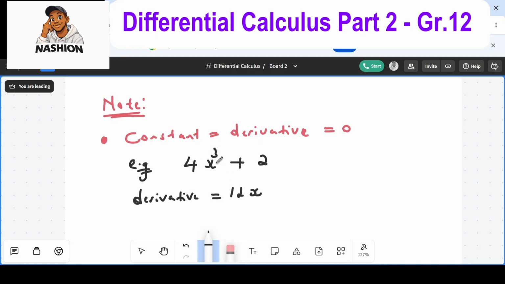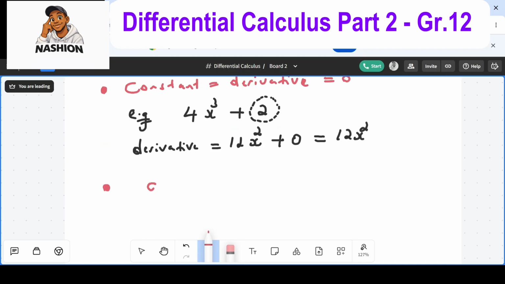And from 3, the exponent, we subtract 1. So 3 minus 1, that's a 2. But this is a constant right here, so its derivative is 0. We don't even necessarily have to write it. So the final answer is simply 12x squared.